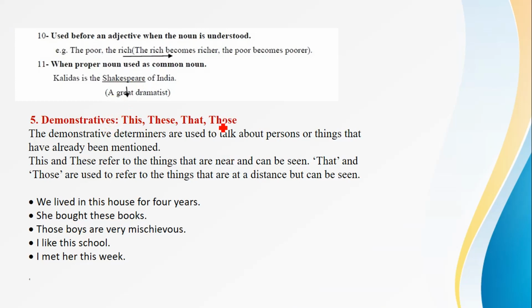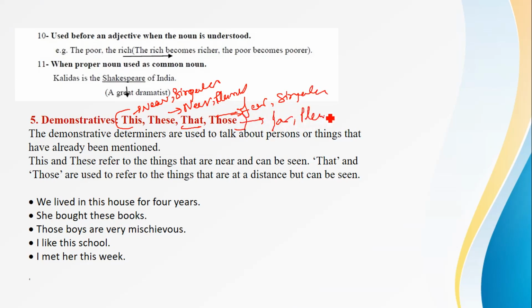Demonstratives: this, these, that and those. We've got four of these. "This" is used for something which is near and singular. "These" is used for things which are again near but in plural form. "That" is used for things which are far and singular. "Those" is used for things which are far and plural. So this is the basic use of this, these, that and those.